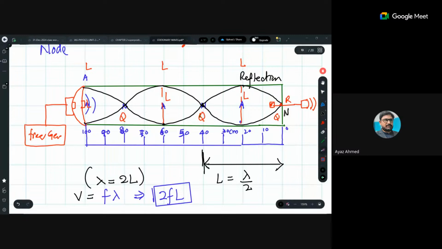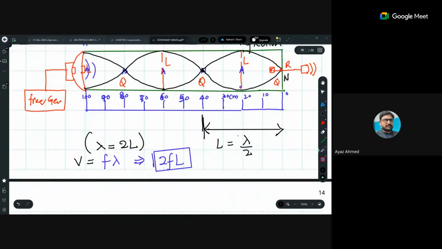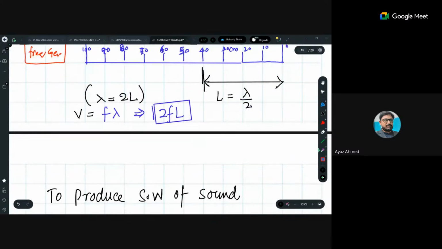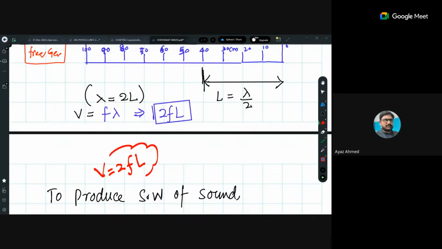Okay. So during all this, the length of one loop is lambda by 2. So if L is equal to lambda by 2, it means lambda is equal to 2L. By using the equation V equals F lambda, you can find that the speed of the stationary wave is V equals 2FL. Is it clear to all?